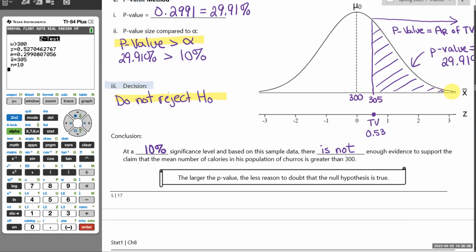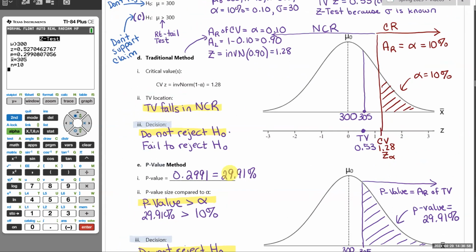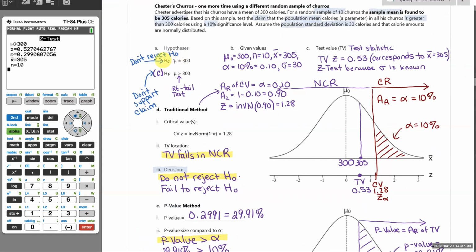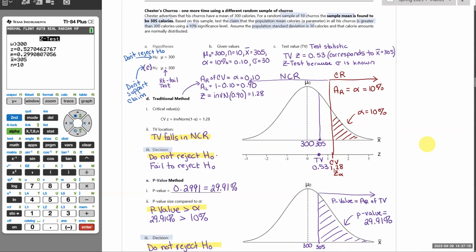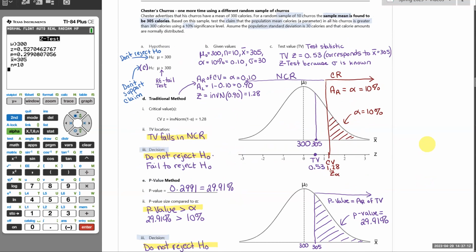So the larger the p-value, the less reason to doubt the null is true. So the bigger the p-value, the less likely that we're going to have a reason to doubt that. And therefore, we don't reject it when we get big p-values. All right, and then we'll move on to some examples other than churros.